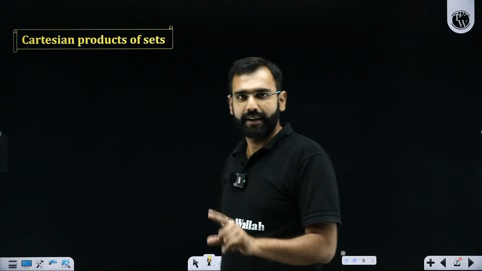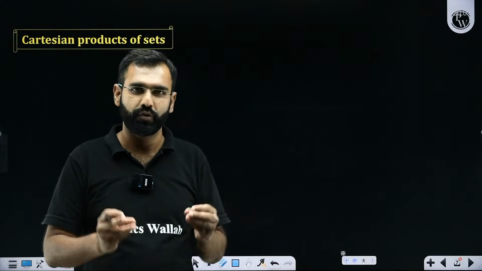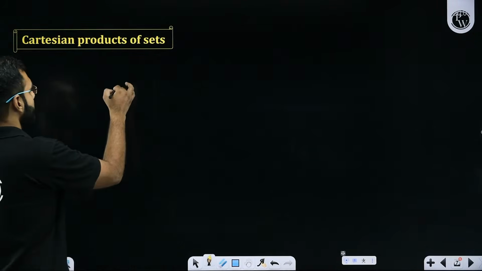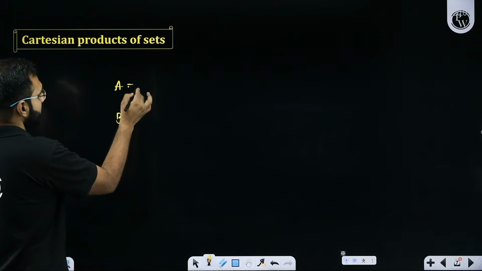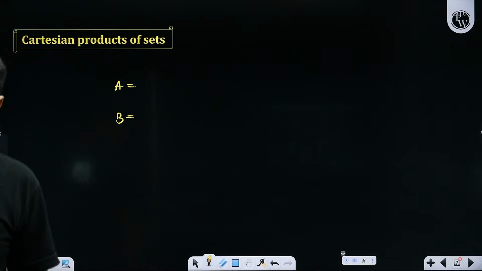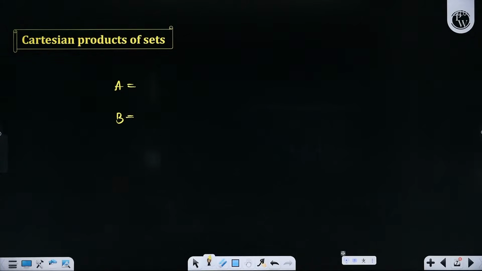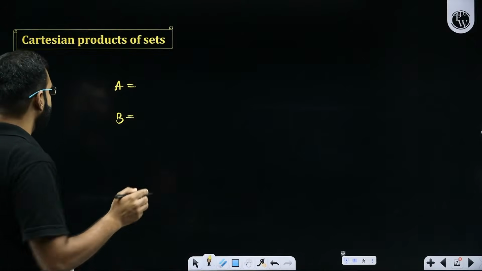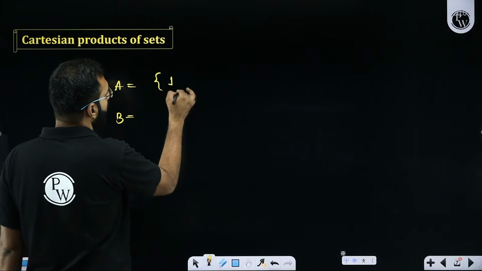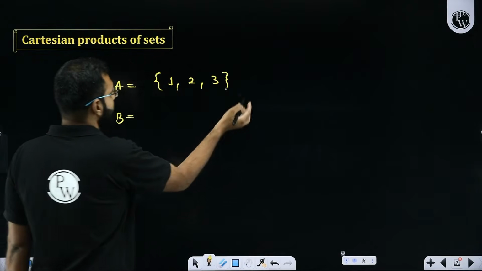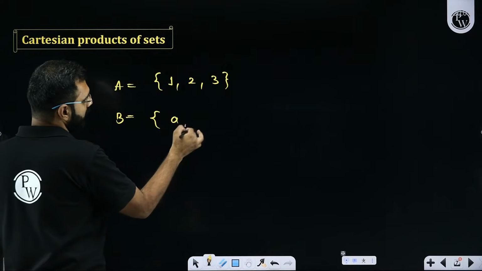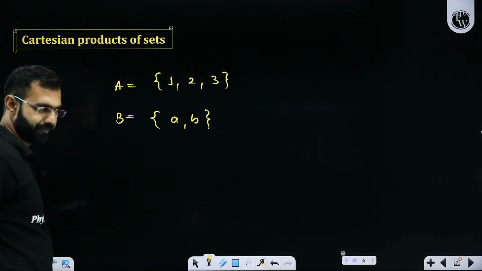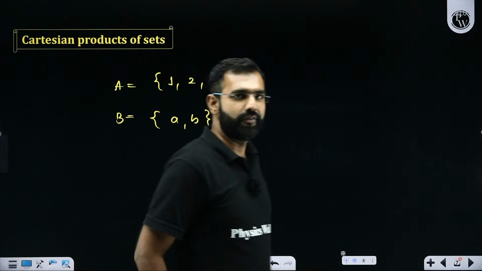Before we get started, I hope you do remember what is a set. So let's say there is a set A and there is a set B. Imagine there is a set A which has, let's say, 3 elements: 1, 2, and 3. There is one more set, set B, which has 2 elements, let's say a and b. This is how you define two sets.